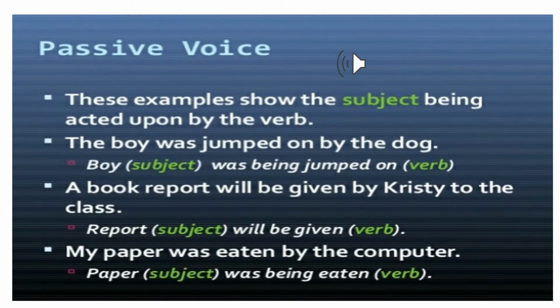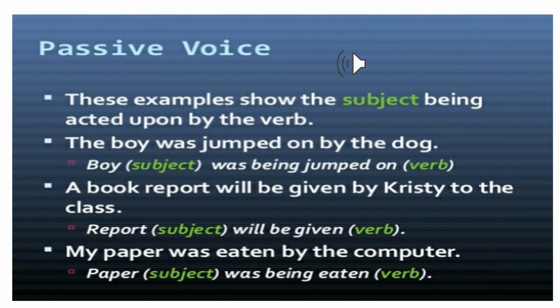Please go through it. The first example is that the boy was jumped on by the dog. Here the boy becomes the subject, and the jumping was done by the dog.